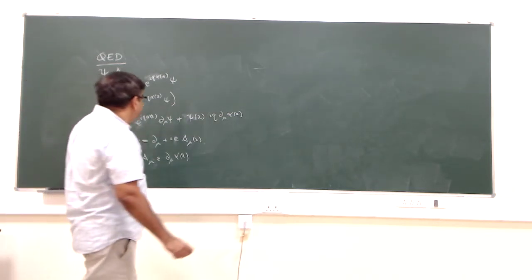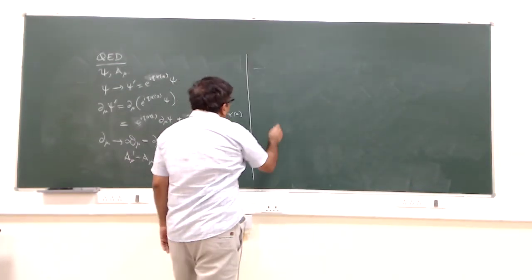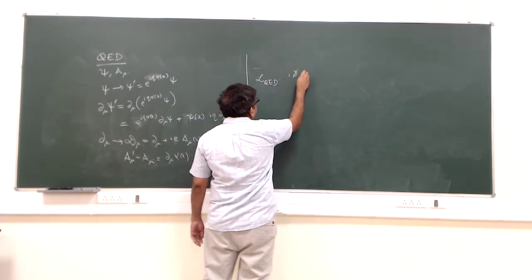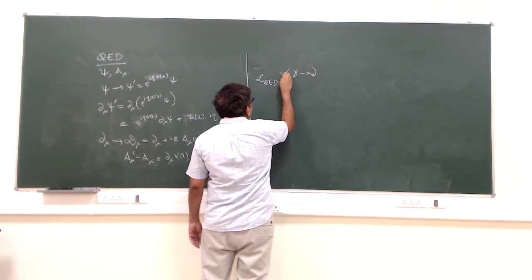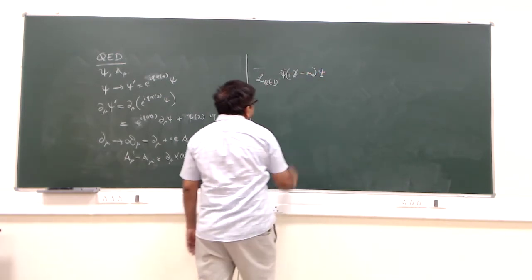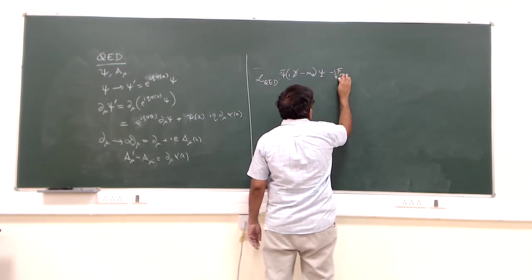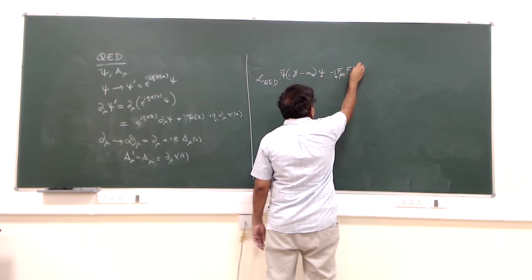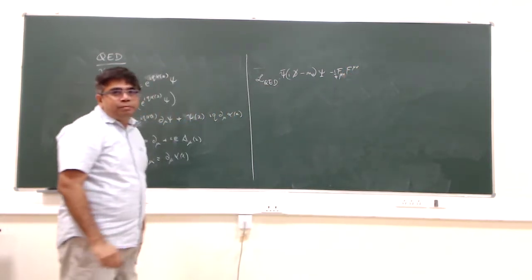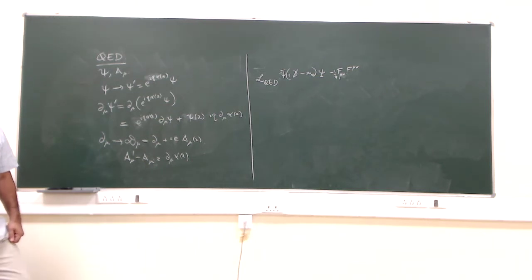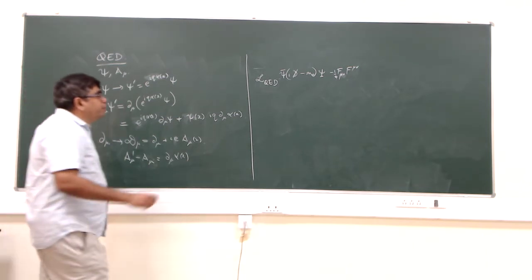So the final QED Lagrangian is simple, L QED is equal to psi bar, i capital D slash minus the electron mass, psi, minus. Is there any term I'm missing? No. What else? Kinetic term of QED?